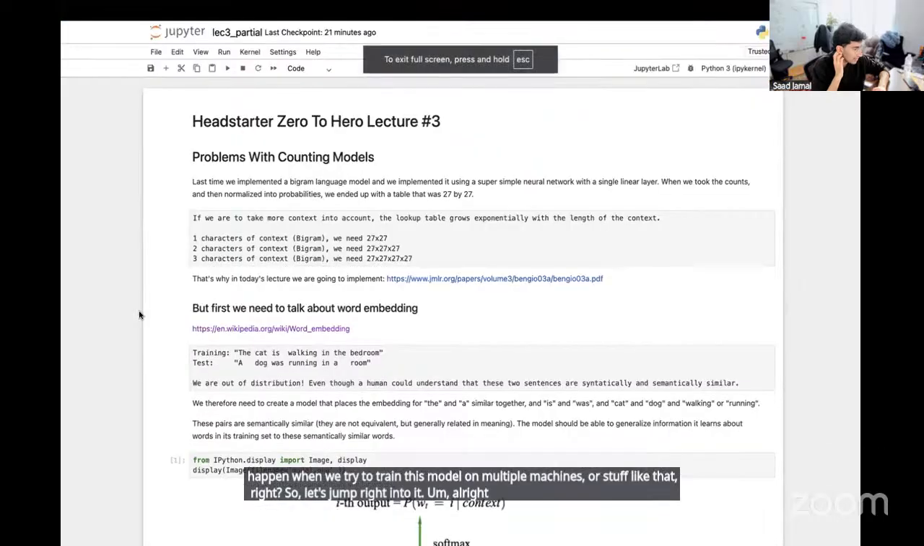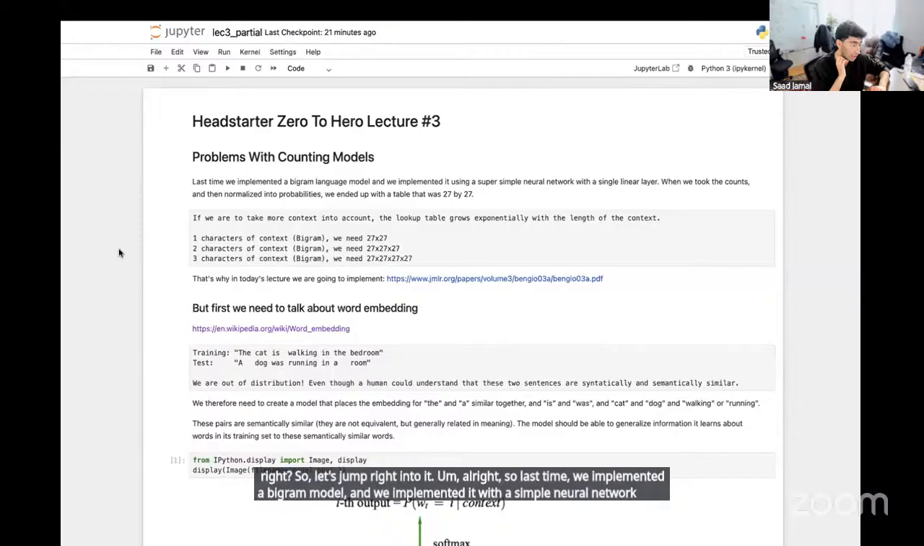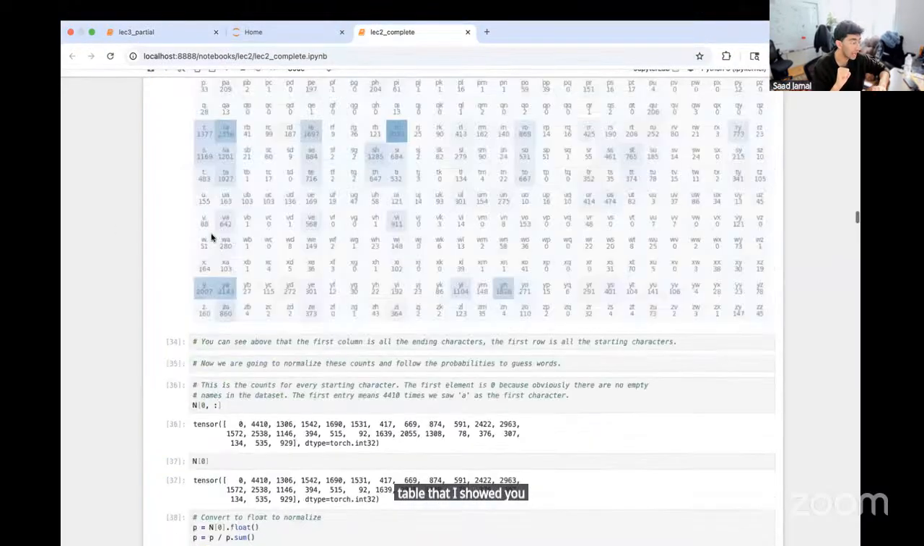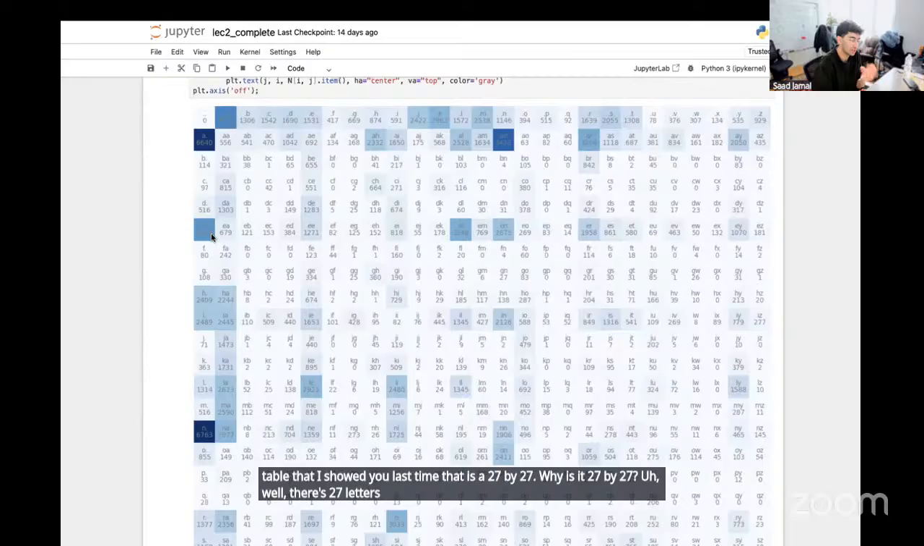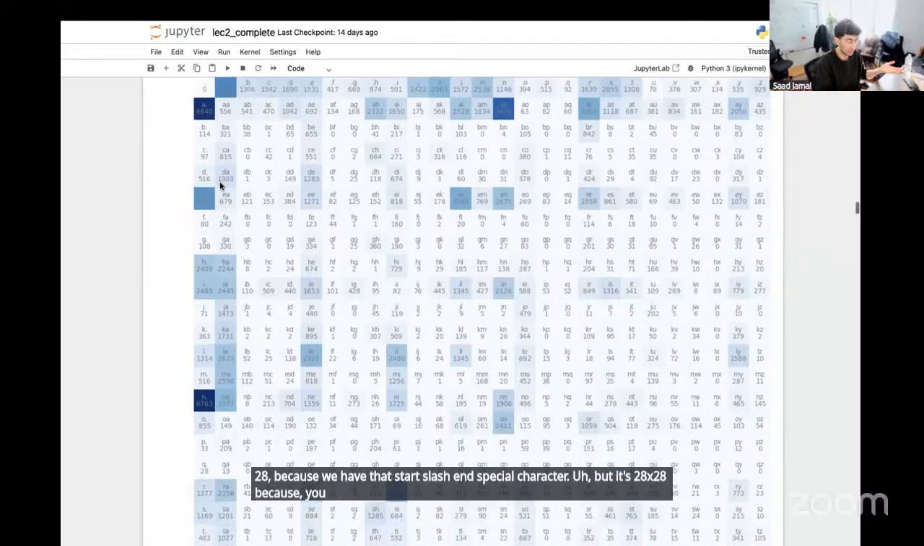All right, so last time we implemented a bigram model, and we implemented it with a simple neural network with a single linear layer. We took the counts, we normalized them into probabilities, and we basically ended up with that table that I showed you last time that is 27 by 27. Why is it 27 by 27? Well, there's 27 letters in the English language. Actually, technically it's 28 by 28 because we have that start/end special character. But it's 28 by 28 because, 27 letters in the English alphabet, one of the special tokens, and then we have to do a two-dimensional matrix because we're looking at two letters at a time.